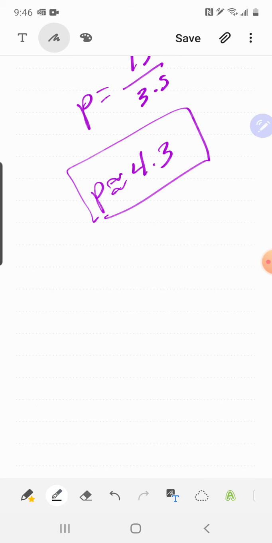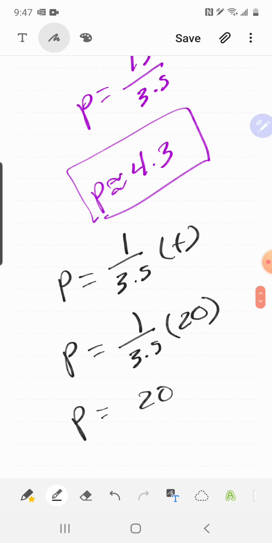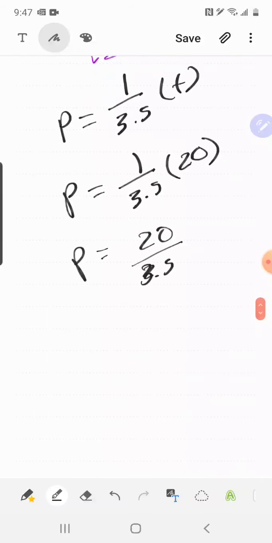The next one I have, I'll just go back to black. And I got P is equal to 1 divided by 3.5 T. P is equal to 1 divided by 3.5. And I got 20 minutes in for T. So I got P is equal to 20 divided by 3.5. P approximately equals 5.7.